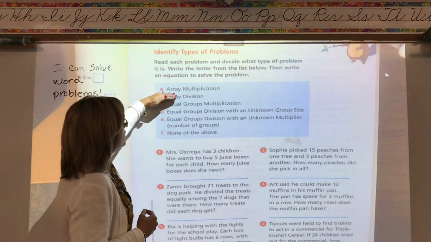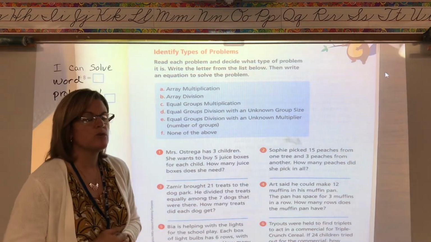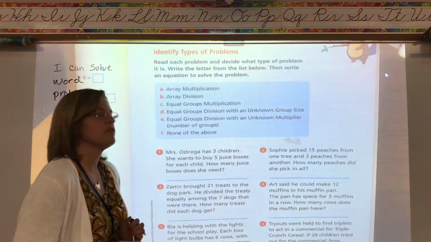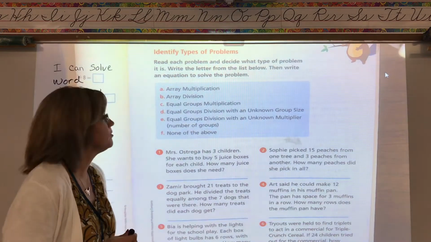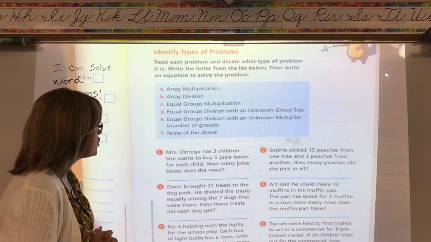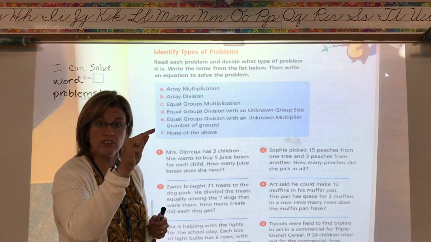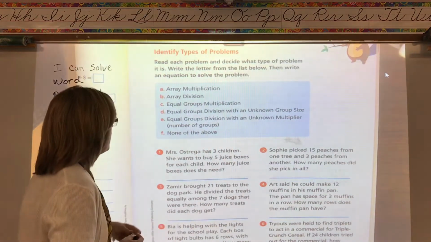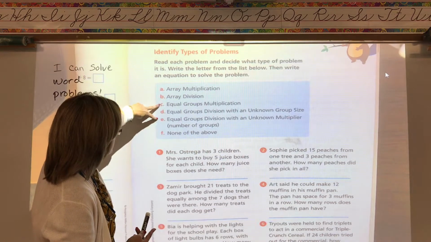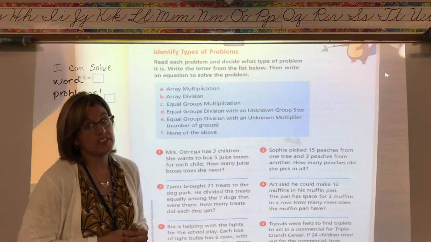So this one says array multiplication. This one says array division. Remember, there's usually a clue when it says columns and rows that those are going to be array problems. Equal groups multiplication, equal groups division. Okay. That's when we could draw out our equal shares or our equal groups, okay? I'm not so much worried whether these are interchangeable. You can use multiplication and division on these. I'm not so much worried about the unknown group size, okay? Or sometimes it's none of the above.